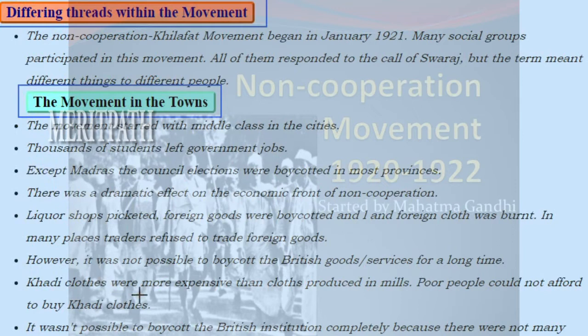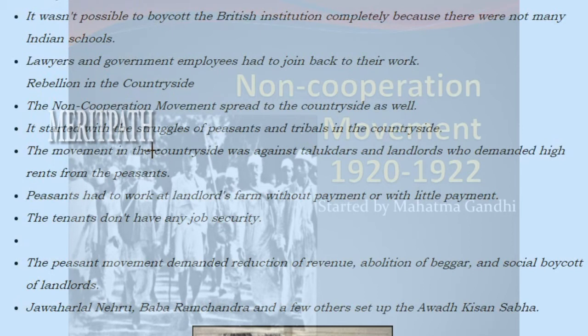However, it was not possible to boycott British goods and services for a long time. Khadi clothes were more expensive than clothes produced in mills. Poor people could not afford to buy khadi clothes. It wasn't possible to boycott the British institutions completely because there were not many Indian schools. Lawyers and government employees had to join back to their work.